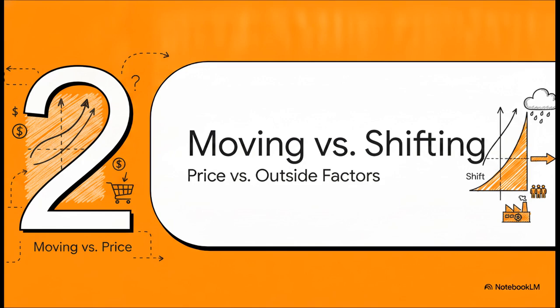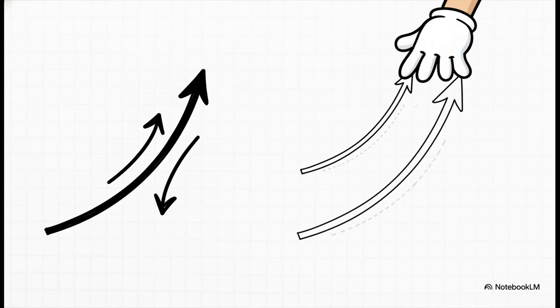Moving versus shifting. Okay, before we get to the really fun part, we absolutely have to clear up what is probably the most common misconception in all of economics. The crucial point here is that a change in the price of the good itself simply moves you up or down the exact same line. It's just an expansion or contraction of supply. But changing outside factors literally picks up the entire line and drops it somewhere else. It creates an entirely new relationship between price and quantity.